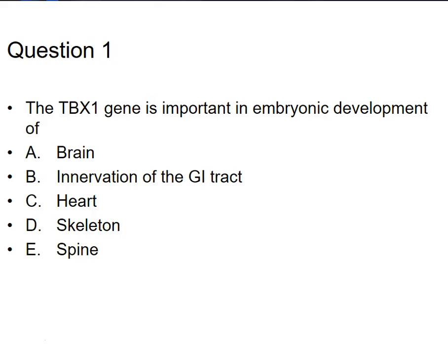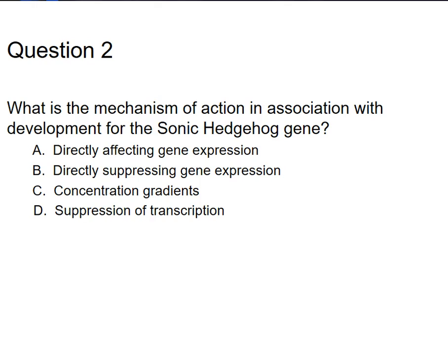So, question 1: the TBX1 gene is important in the embryonic development of the brain, innervation of the GI tract, the heart, the skeleton, or the spine? Question 2: what is the mechanism of action in the development associated with the sonic hedgehog gene? Directly affecting gene expression, directly suppressing gene expression, concentration gradients, or suppression of transcription?